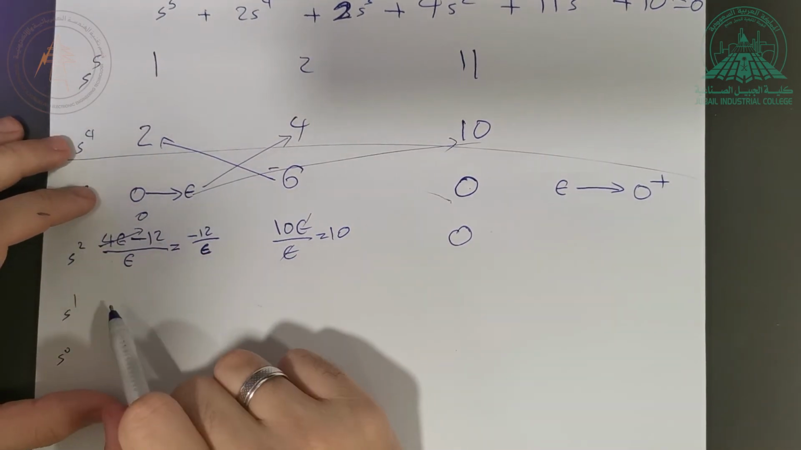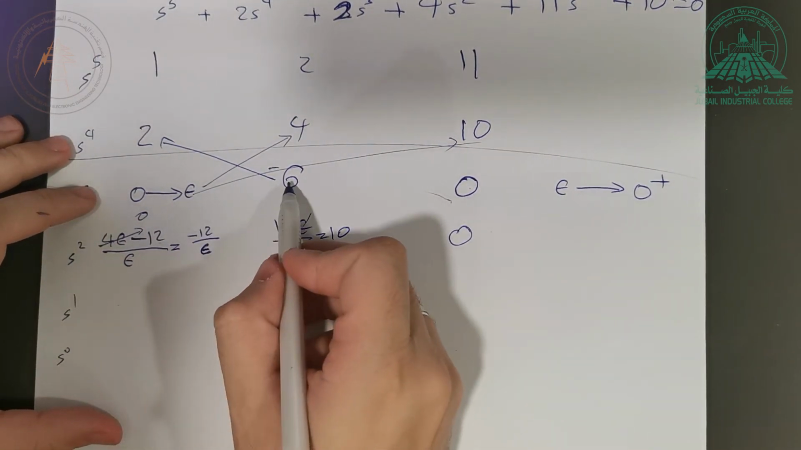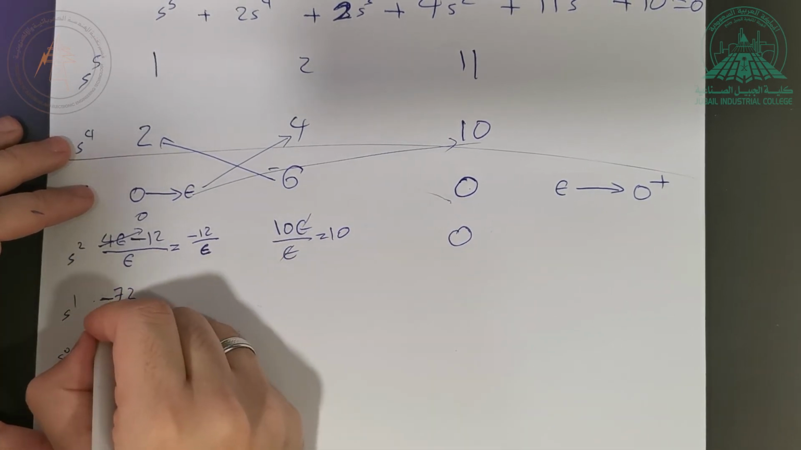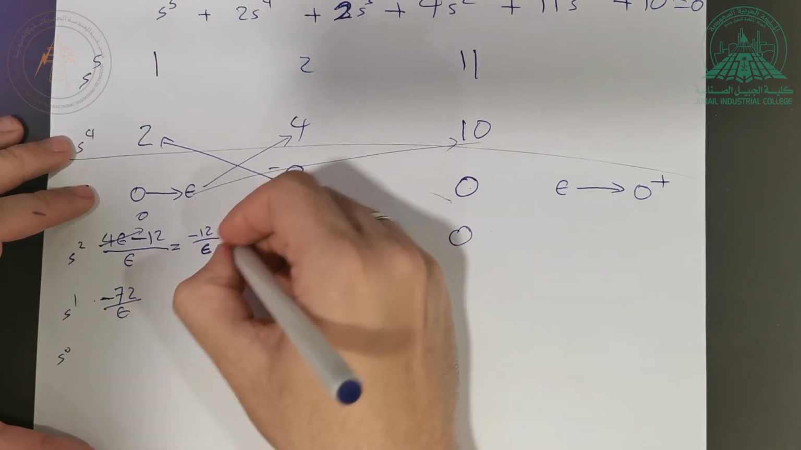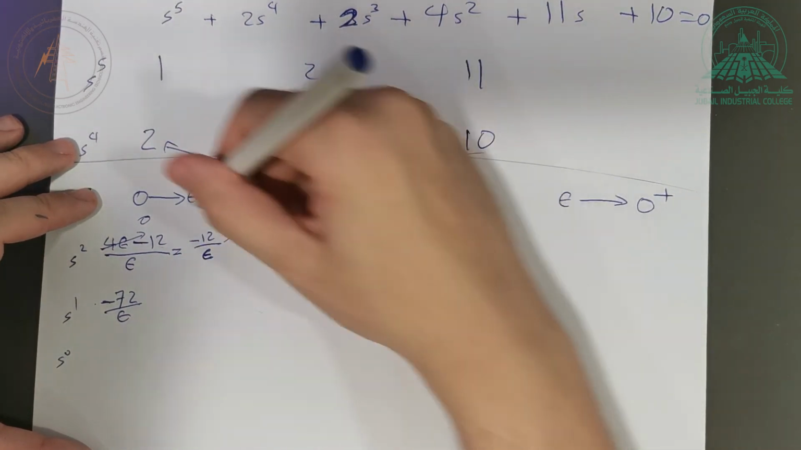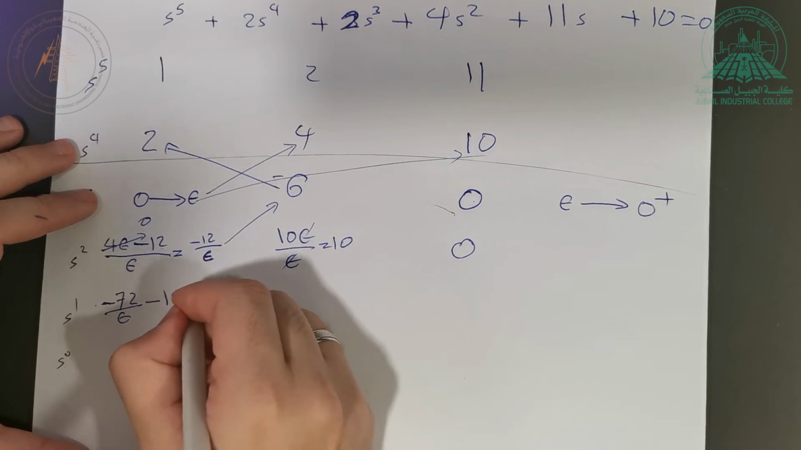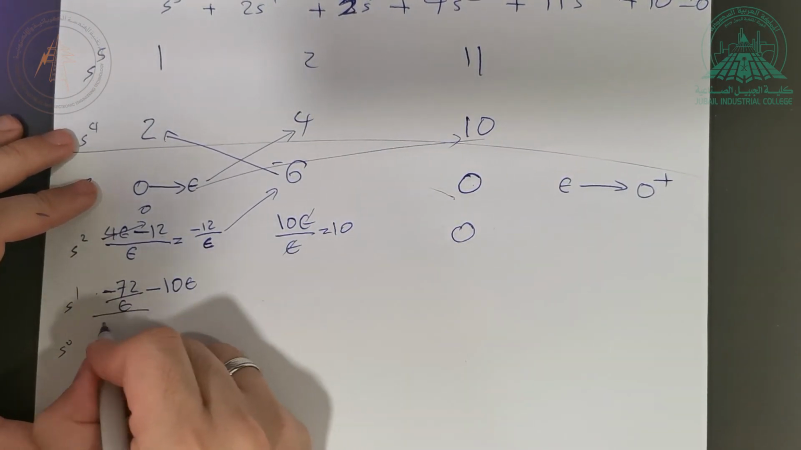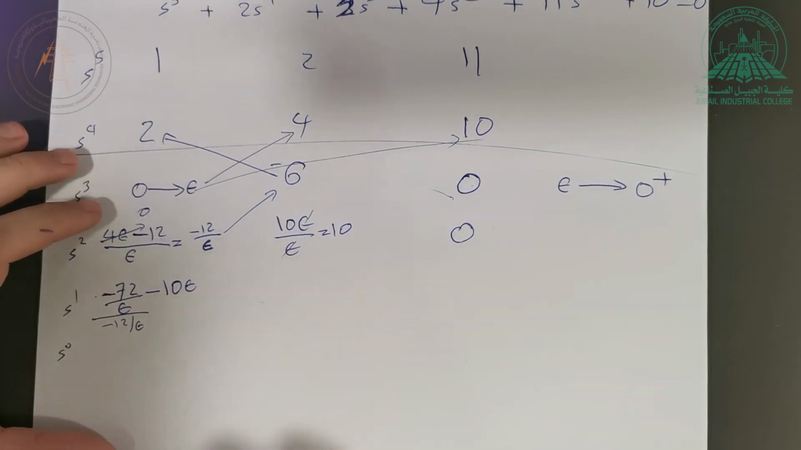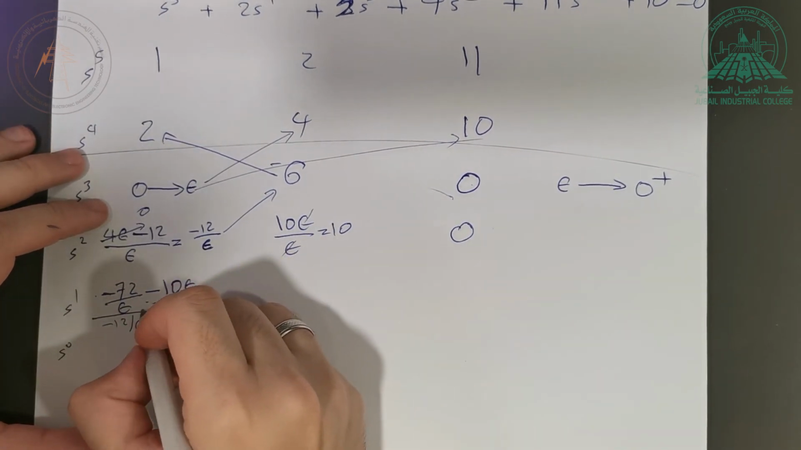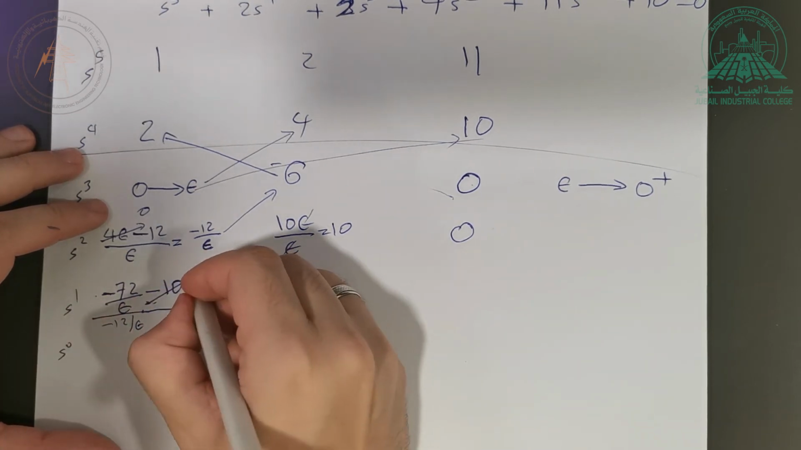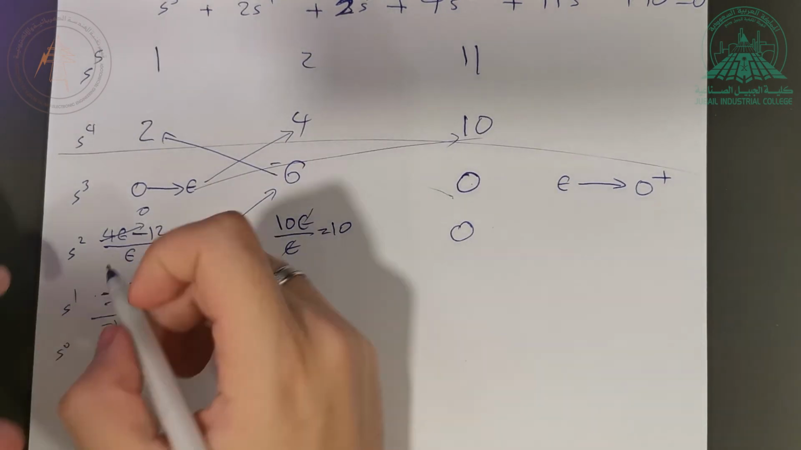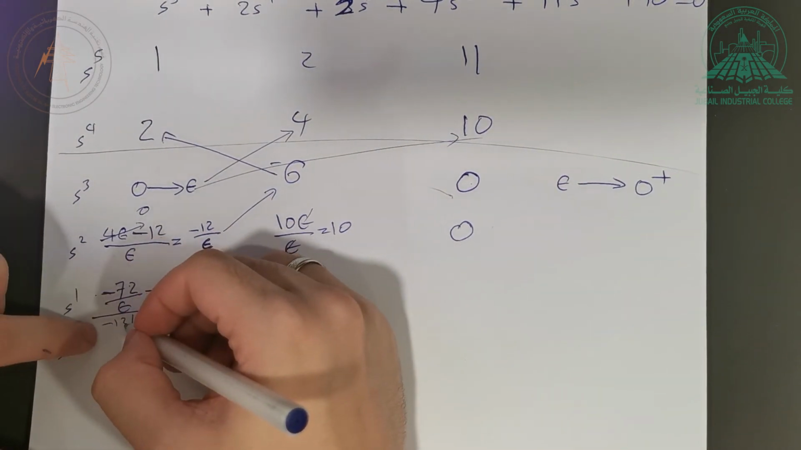This will be minus 12 over epsilon multiplied by 6, so this is minus 72 over epsilon, minus 10 multiplied by epsilon, so minus 10 epsilon, divided by minus 12 over epsilon. This will be 0, right? Epsilon multiplied by anything will make it 0. So I have minus 72 divided by minus 12.